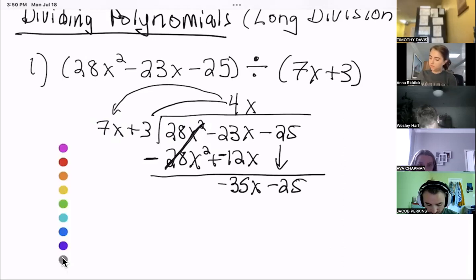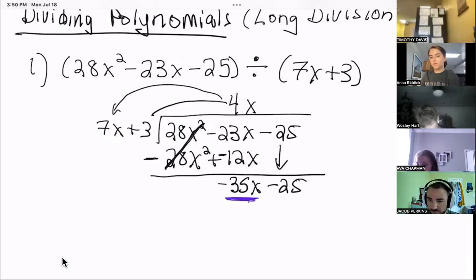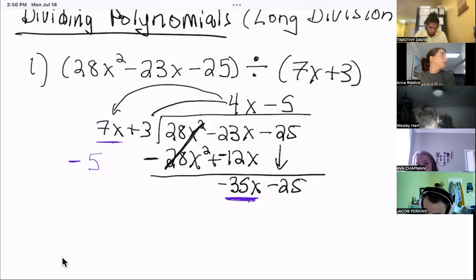Now we have this new thing we have to match. We have to match negative 35x. How do I match it? I'm only allowed to use 7x. So what do I multiply 7x by to get negative 35x? First, I have to multiply by a negative. I know 7 times 5 is 35, so negative 5. And that's it. I already have the x. So I'm going to go up here and say minus 5. That's all I need.